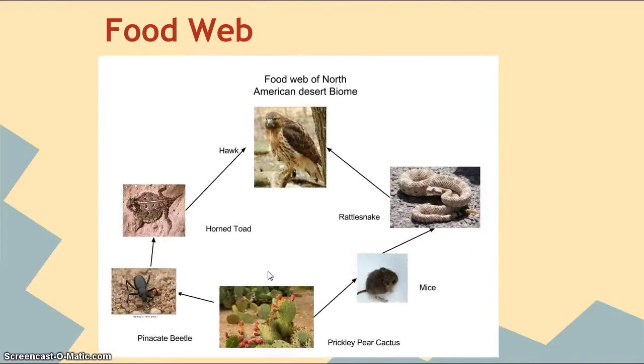Here is our food web of the North American desert biome. On the top is our hawk, which is a tertiary consumer, which means that it does not have any natural predator. And at the bottom we have our main producer that gives all life to everything.